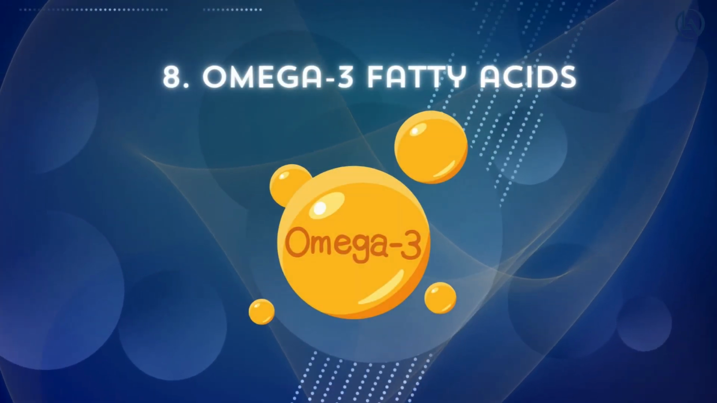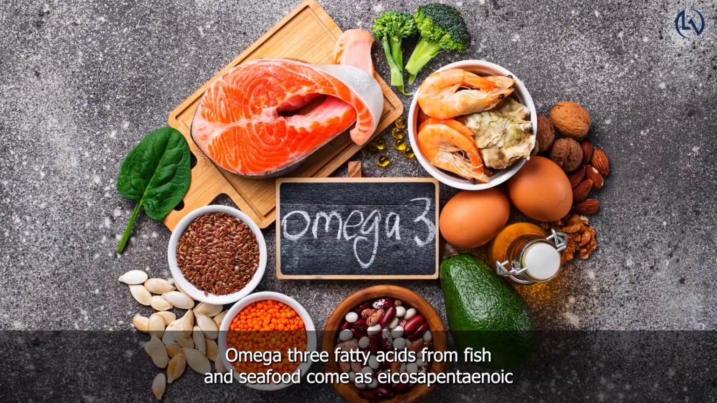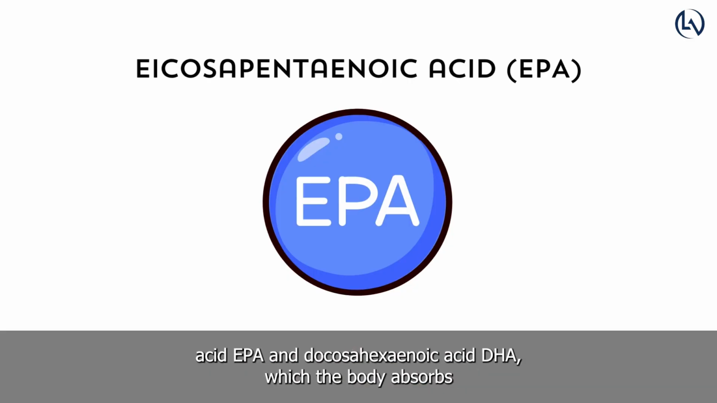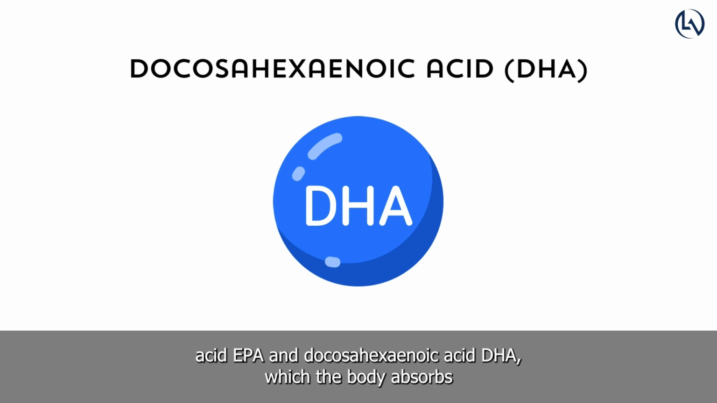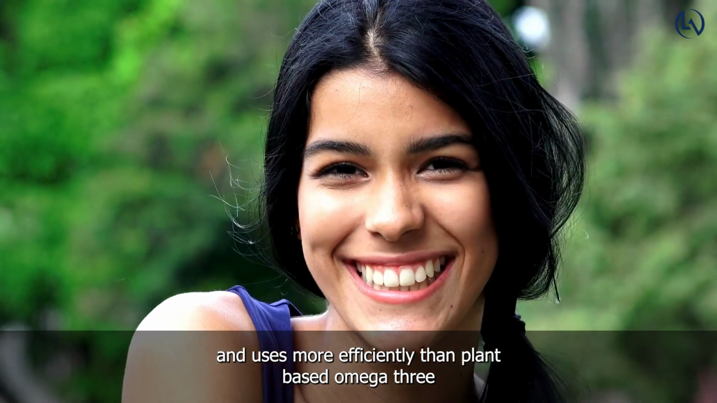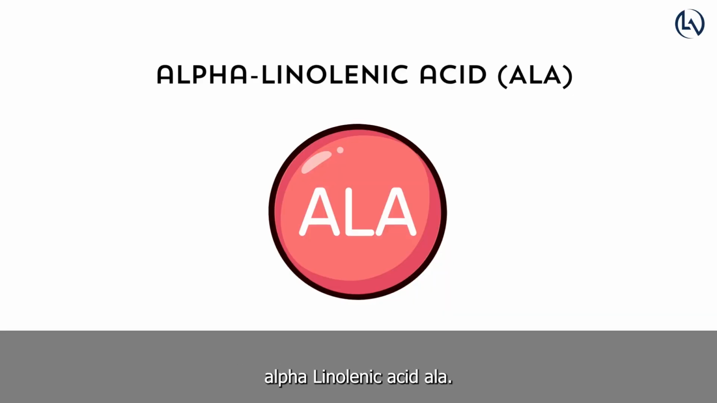Omega-3 fatty acids. Omega-3 fatty acids from fish and seafood come as eicosapentaenoic acid, EPA, and docosahexaenoic acid, DHA, which the body absorbs and uses more efficiently than plant-based omega-3 alpha-linolenic acid, ALA.